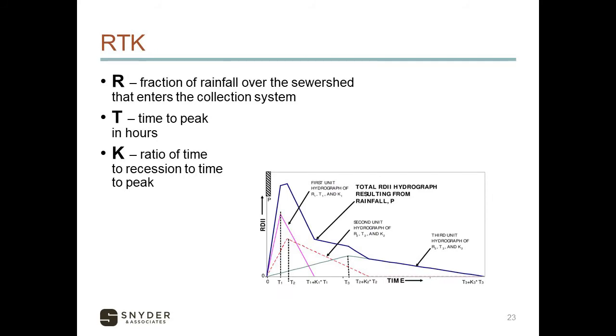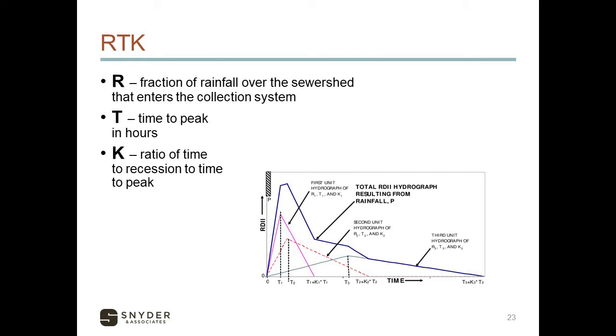The R value is going to be the fraction of rainfall over the sewer shed that enters the collection system. T is the time to peak. And K is going to be the ratio of time to recession to time to peak. How this system works, it's essentially a spreadsheet tool that we can go in and manipulate these values within reason. There's typically a starting point that we like to see these values within range of.